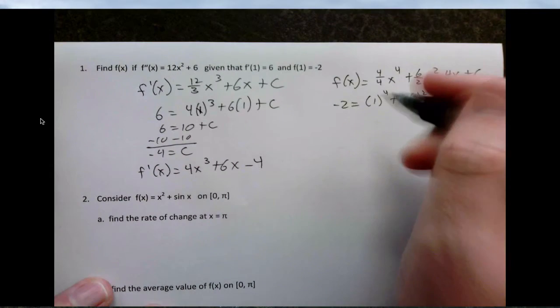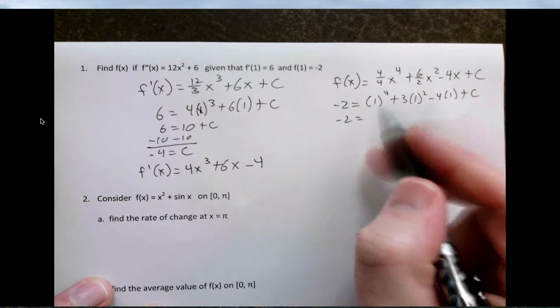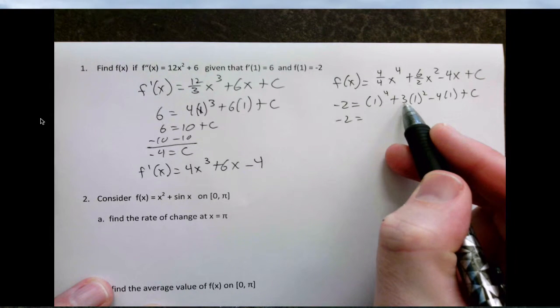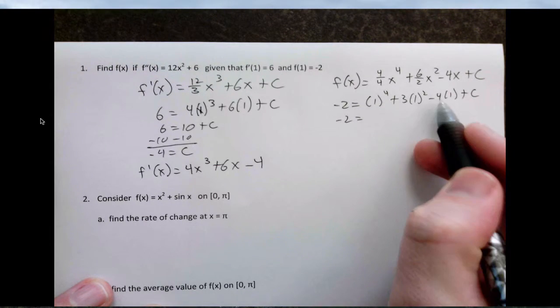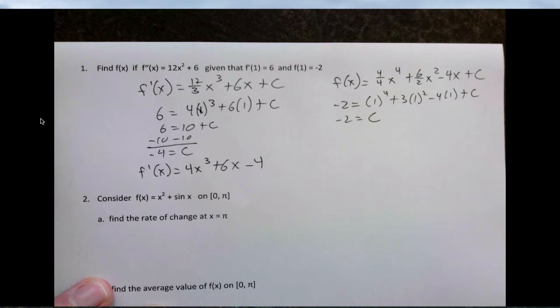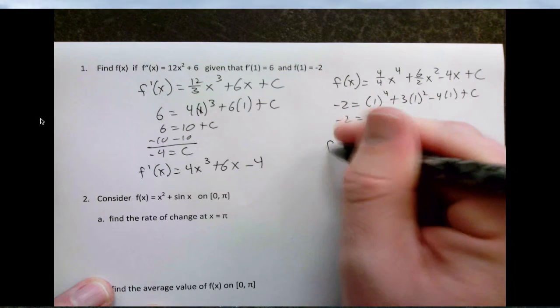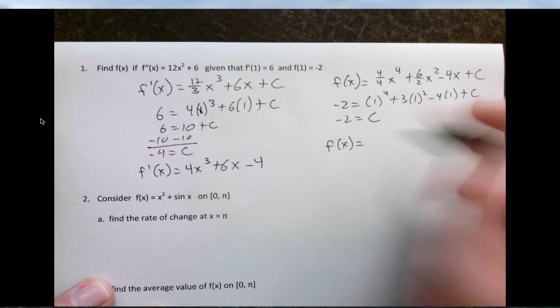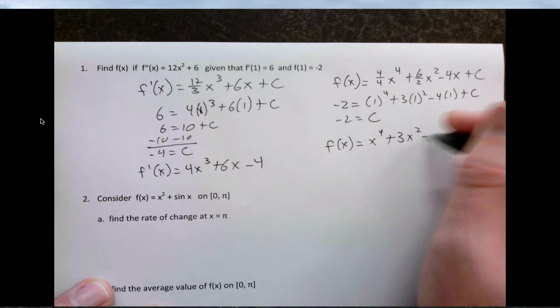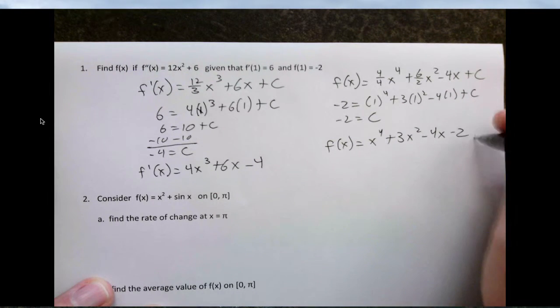All right, so I have -2 equals, let's see what all these constants are together. 1 plus 3 is 4. 4 minus 4 is 0. So c comes out to -2. So f of x equals x to the 4th plus 3x squared minus 4x minus 2.